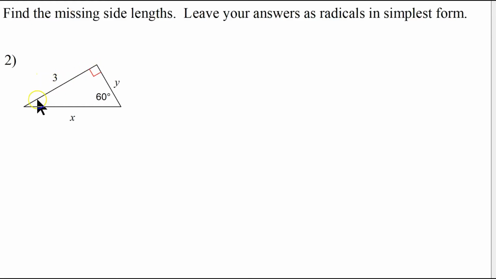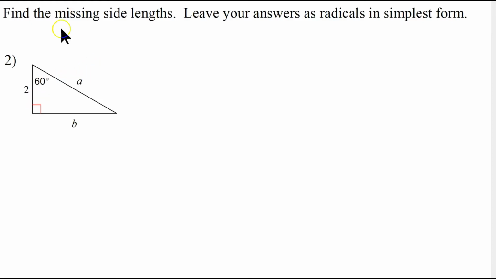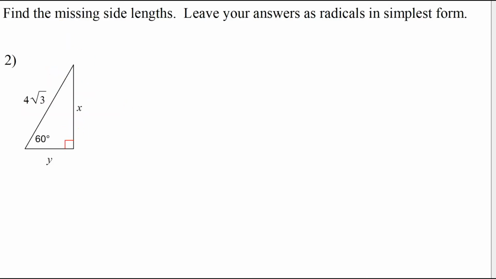Longest side is 3. You get to level 3. Shortest side is 2. Hypotenuse is 4. Longest side is 2 radical 2. Hypotenuse is 4 radical 3. That means this is half of that, which is 2 radical 3. And the longest side is times radical 2. So it's 2 radical 6. And that's pretty much it for level 2.